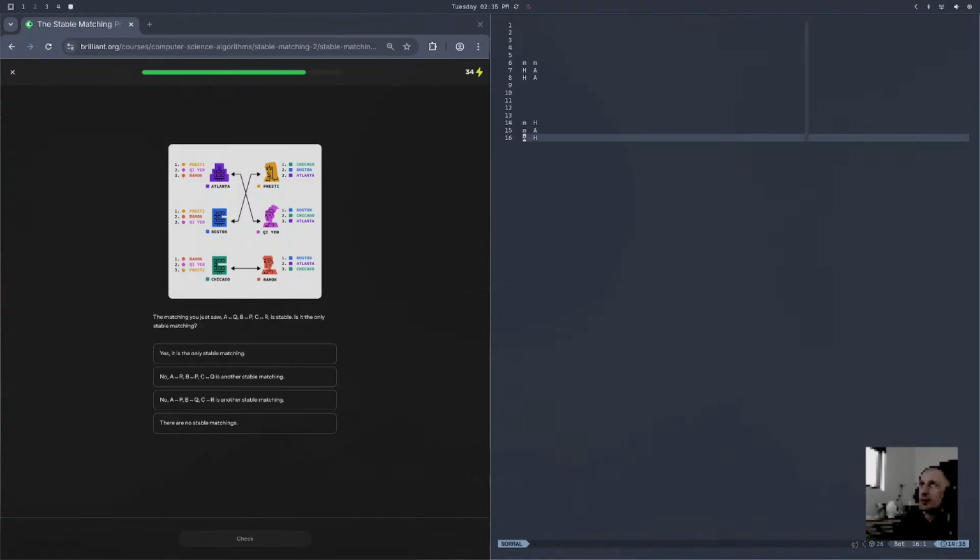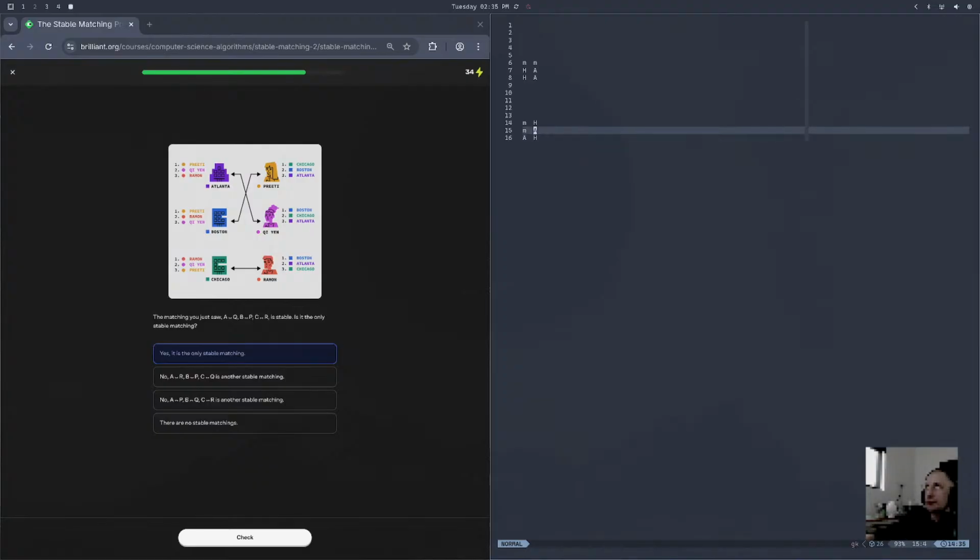So if Kian wanted to defect and go to Boston or Chicago, Chicago is upset. So she would be able to defect. I think it's the only stable matching. But let's look at these other counter examples. So AR, let's plot these out.